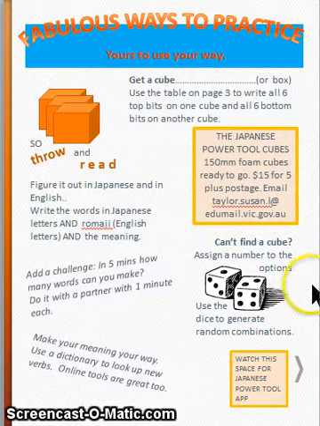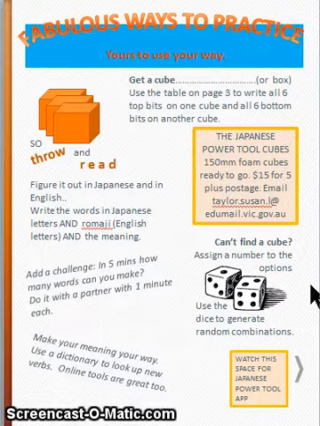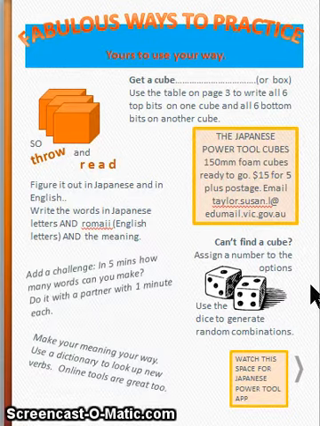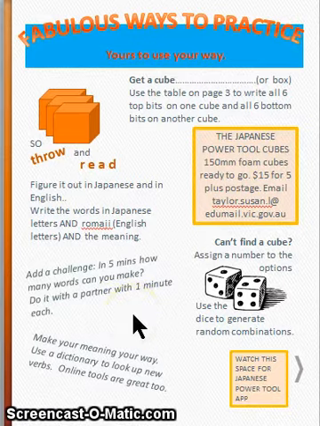If you can't find a cube, go and find some dice. Anything that's random, just allocate 1 to 6 from the page where there's all of the 6 possibilities on it. Allocate 1 to 6 to all of the options. Use the dice to generate random combinations and get yourself moving so that you're able to use those ones really, really well. Add a challenge. In 5 minutes, how many words can you make? Do it with a partner and see how many words you can each make with a minute each.